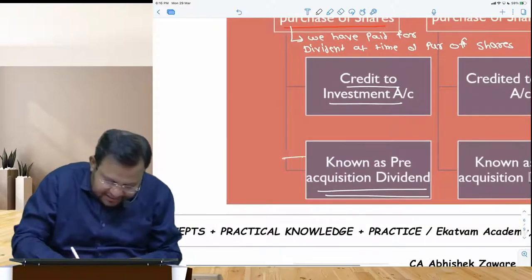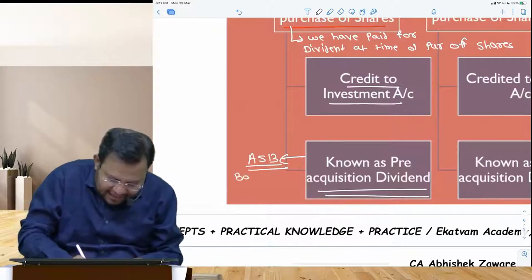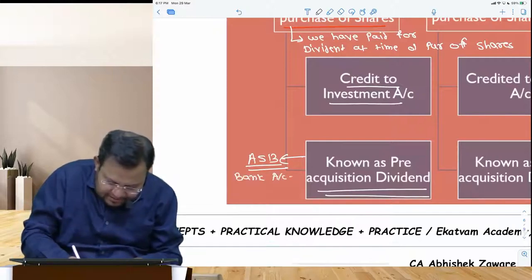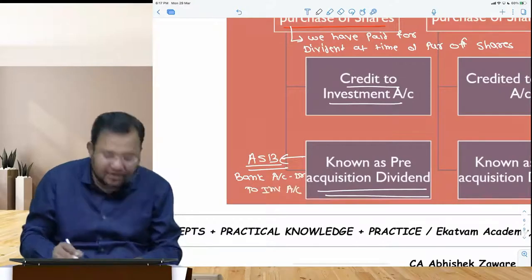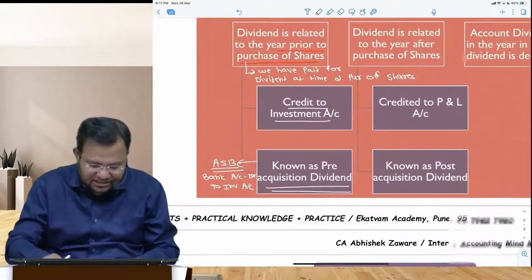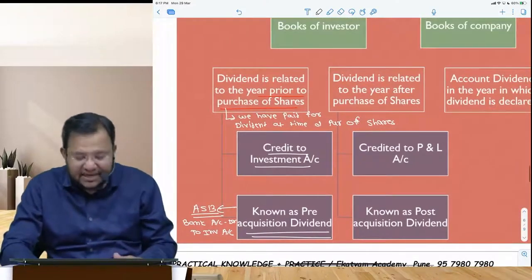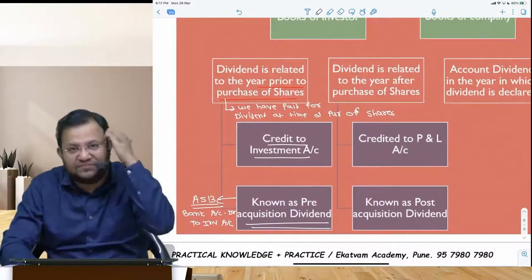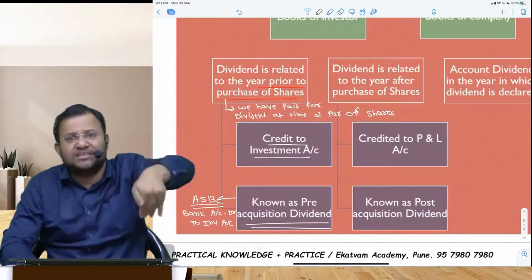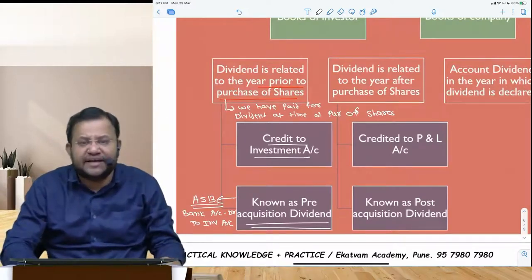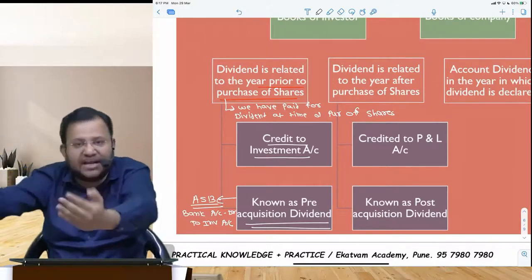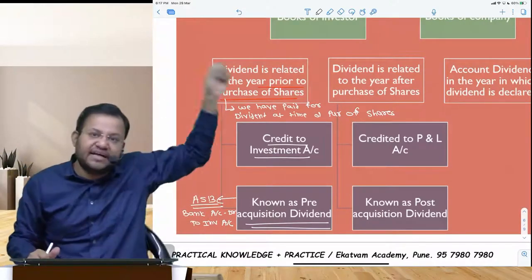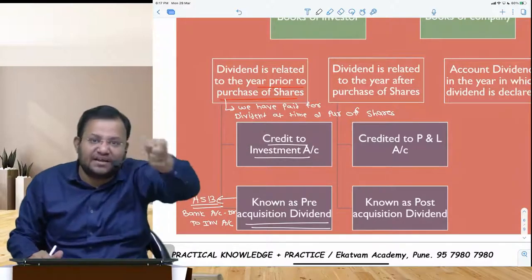So this is governed by AS 13. What is the entry, children? Bank account debit to investment account is the journal entry. If the dividend is relating to the accounting year after the date of purchase of shares, say you purchase shares in April 2020 and the dividend is for 20-21, it is post-acquisition dividend. If the dividend is for 19-20, it is pre-acquisition dividend.